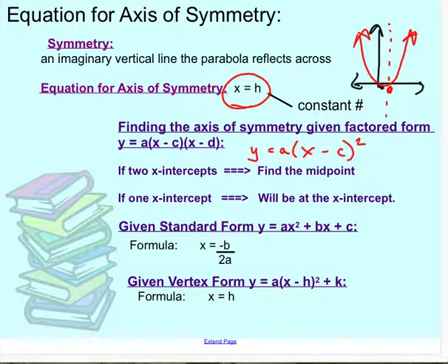If we have standard form, so now notice we've got some coefficients in front of some of our variables. A is the coefficient of x squared, B is the coefficient of x, and C is our constant. To find the equation for the axis of symmetry, we use the coefficient of x and the coefficient of x squared in this little formula right here. X equals negative b over 2a. And that will give us the x coordinate of the vertex as well as the axis of symmetry. And vertex form, we've already worked with quite a bit. There's just a reminder at the bottom there.